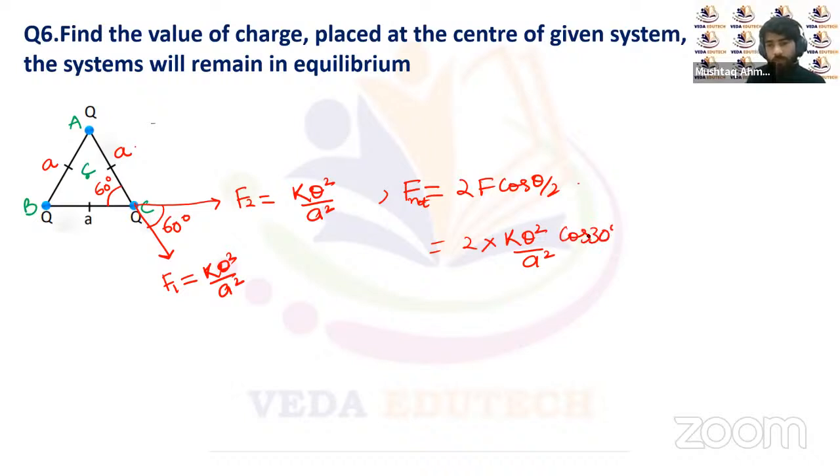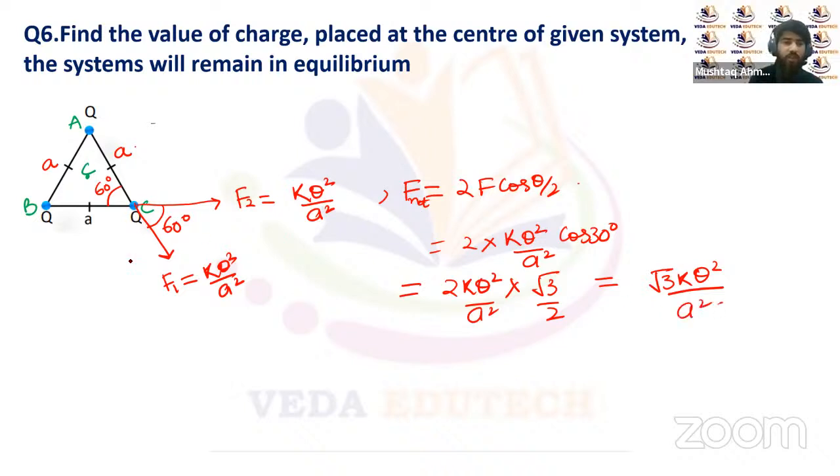So from here, it will be 2KQ square upon A square, cos 30 degrees, and cos 30 is equal to root 3 over 2, right? So we'll get the answer root 3 KQ square upon A square, right? This will be the net force on this particle, on this charge Q placed at C.